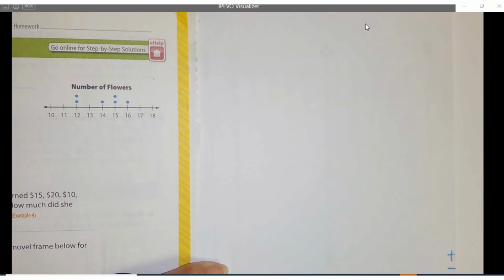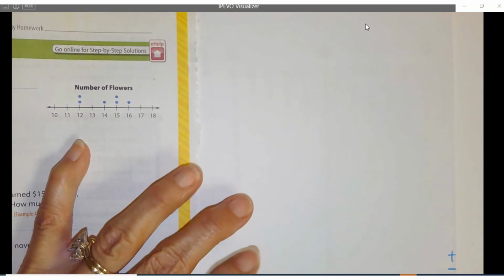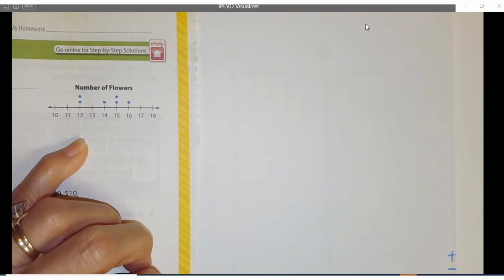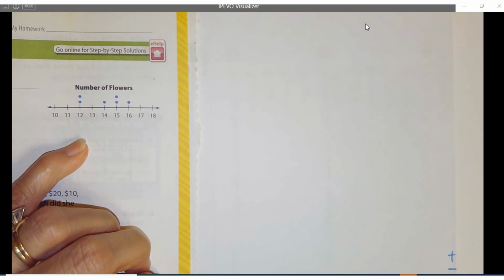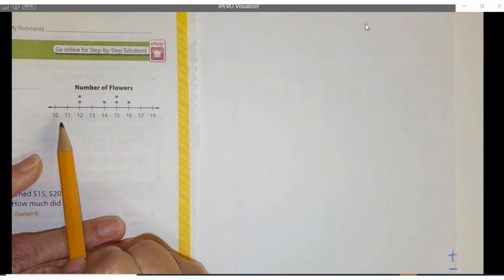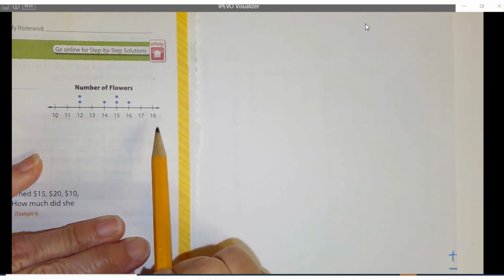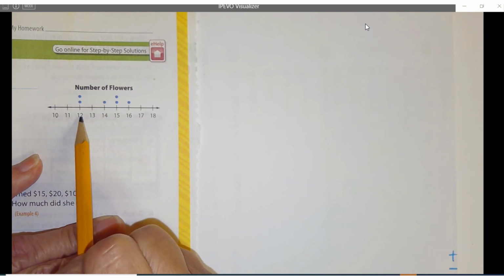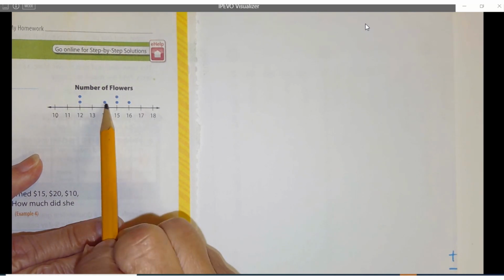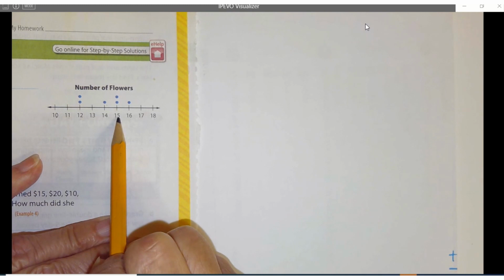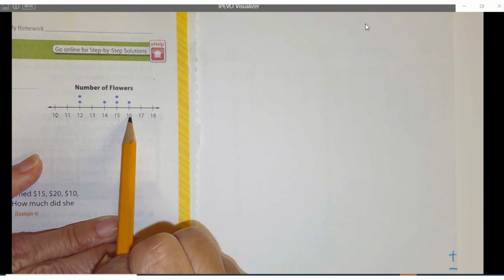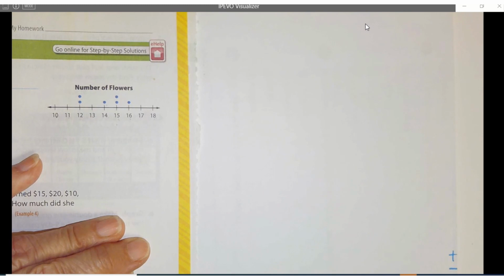Okay, students, I'm back. Let's go ahead and do another problem. We're going to find the mean of the number of flowers in this data set. So let's view our information here. They're starting at number 10 to 18. There's nothing in 10 or 11, and there's nothing in 18. We have 2 flowers at 12, we have 1 at 14, and we have 2 at 15, and then we have 1 at 16.